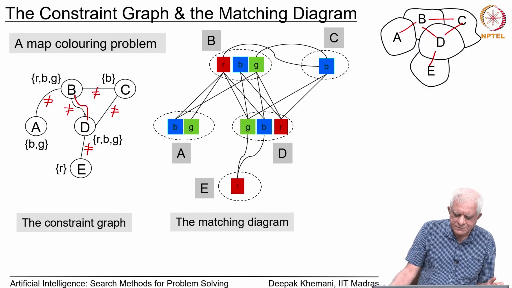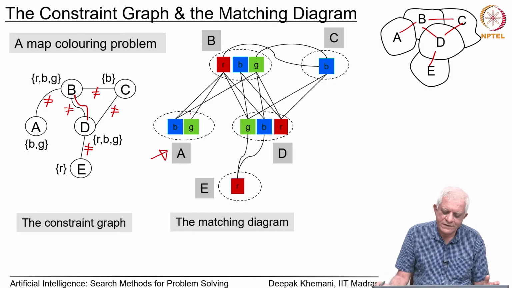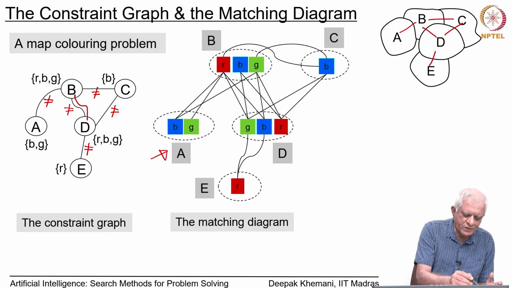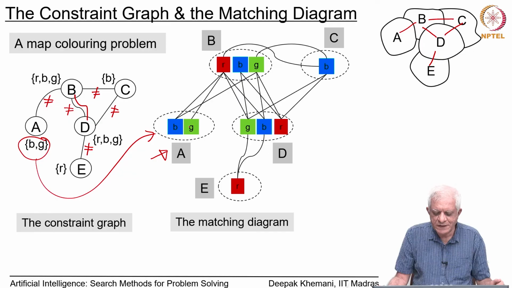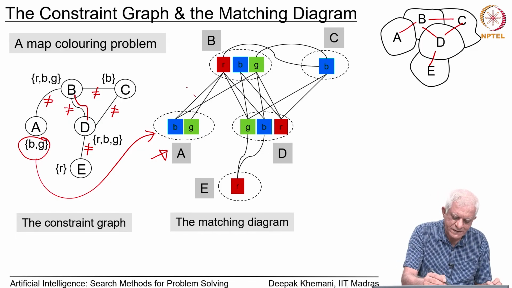Another common representation we use is the matching diagram. In the matching diagram, for each region or each variable, we have a set, and the set contains the domain of the variable. For example, A has domain B and G, and that is expressed here in this set as B and G. Likewise for every other domain, and an edge in the matching diagram says that this combination is allowed.